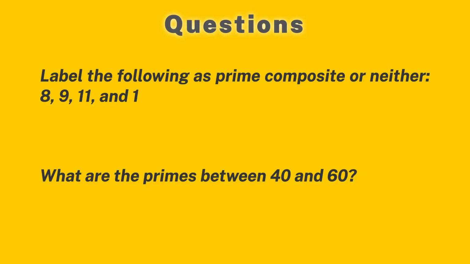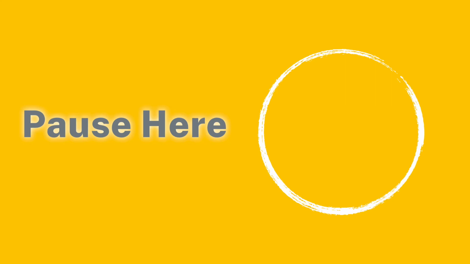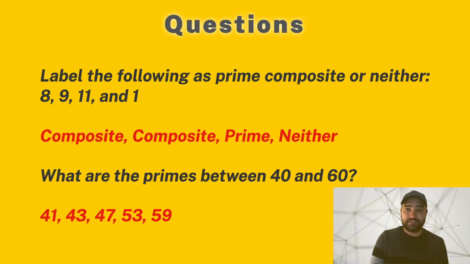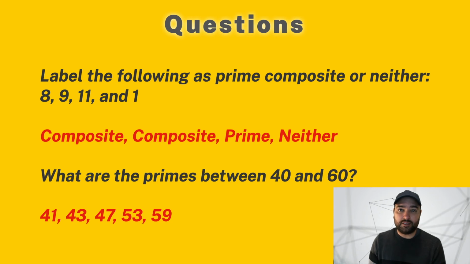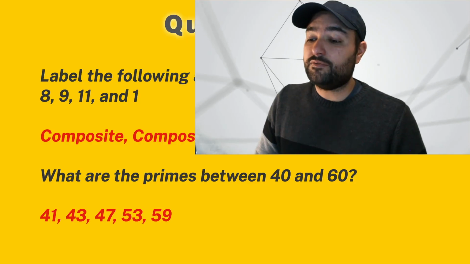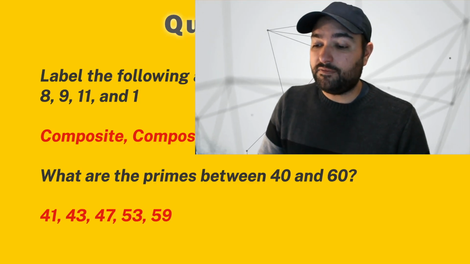Try and answer these questions. First, 8 can be divided by 2 and 4, so this is a composite number, it's not prime. 9 can also be divided into 3's, so this too is a composite number and not a prime number. 11 can only be divided by 1 and itself, so this is a prime number. 1 is neither prime nor composite, and the prime numbers between 40 and 60 are 41, 43, 47, 53, and 59.